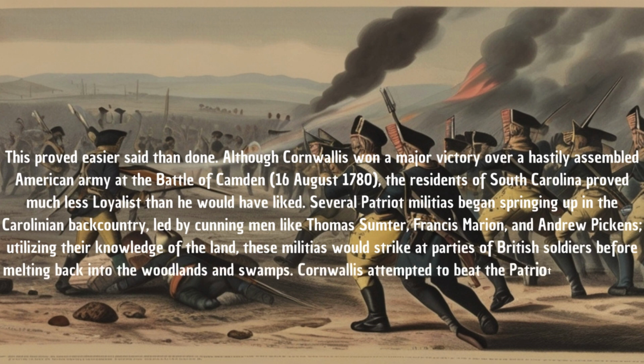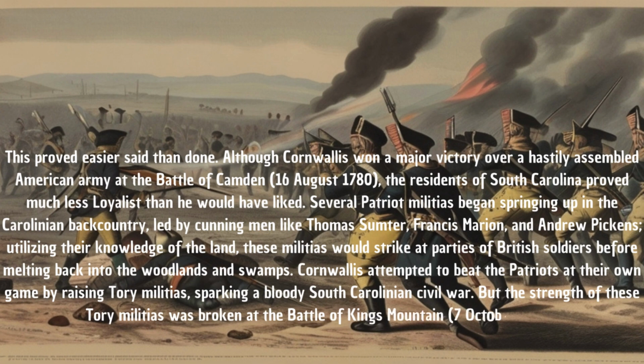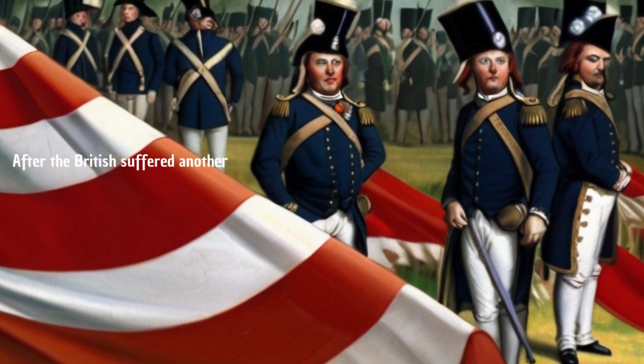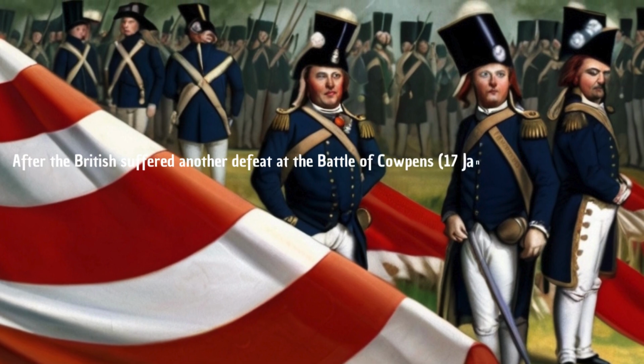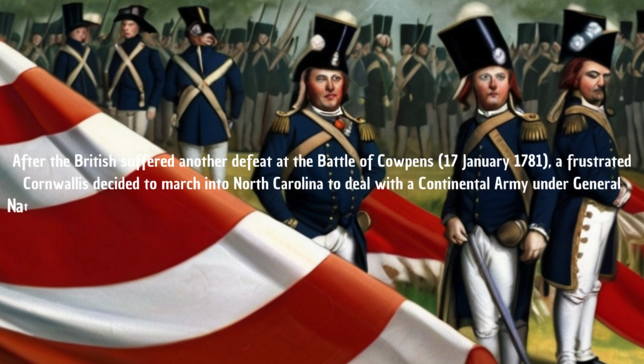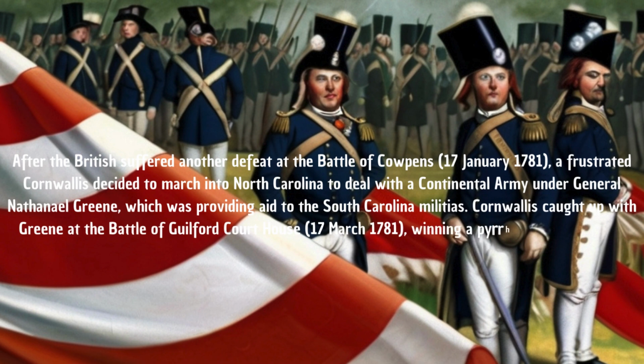Cornwallis attempted to beat the Patriots at their own game by raising Tory militias, sparking a bloody South Carolinian Civil War. But the strength of these Tory militias was broken at the Battle of Kings Mountain, October 7, 1780. After the British suffered another defeat at the Battle of Cowpens, January 17, 1781, a frustrated Cornwallis decided to march into North Carolina to deal with the Continental Army under General Nathanael Greene, which was providing aid to the South Carolina militias. Cornwallis caught up with Greene at the Battle of Guilford Courthouse, March 17, 1781, winning a Pyrrhic victory.